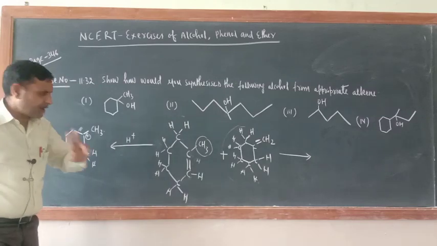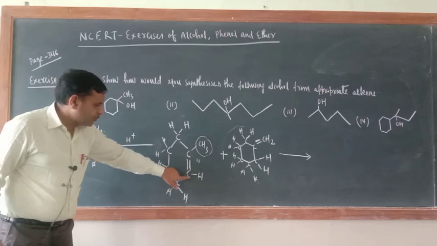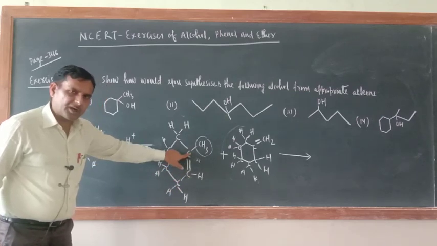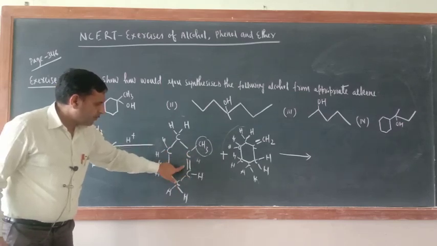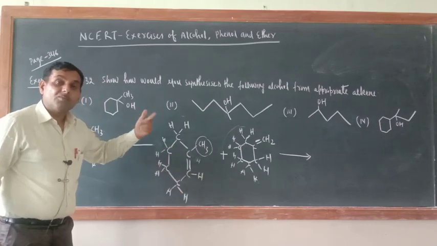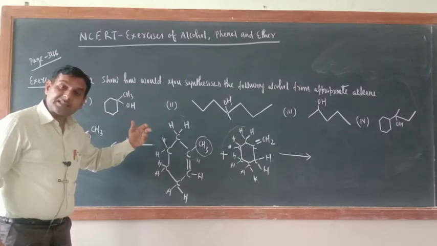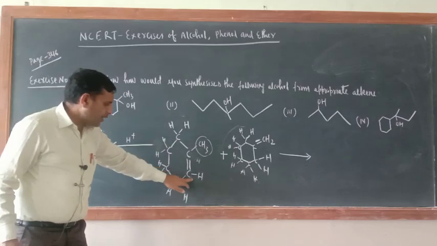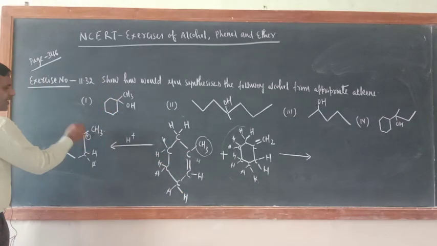Are you getting my point or not? Here 2 sites are there for the addition of proton. Suppose you are adding proton here, so this double bond will be broken and a 3 degree carbocation will be generated. Suppose you are adding proton here, then the double bond gets broken and a 2 degree carbocation will be generated. So here only you should take care. You should add the proton in such a way that the most stable carbocation is generated. So it is better to add proton here so that a 3 degree carbocation is generated. Is this generated or not?